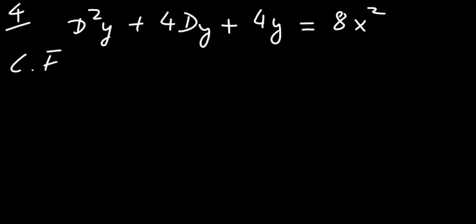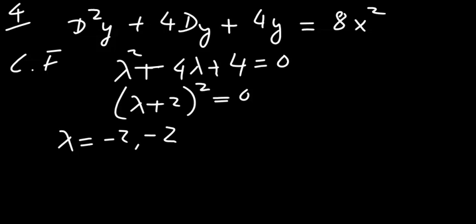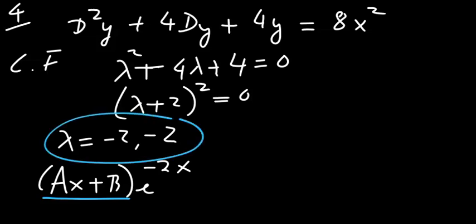Problem 4. The complementary function is given by the following auxiliary equation, lambda squared plus 4 lambda plus 4 equals 0. So factorizing it, you get (lambda plus 2) squared equals 0. So lambda is minus 2, minus 2. So that means the complementary function is given by (ax plus b) e^(-2x). The reason for the appearance of this term is because the auxiliary equation has repeated roots.